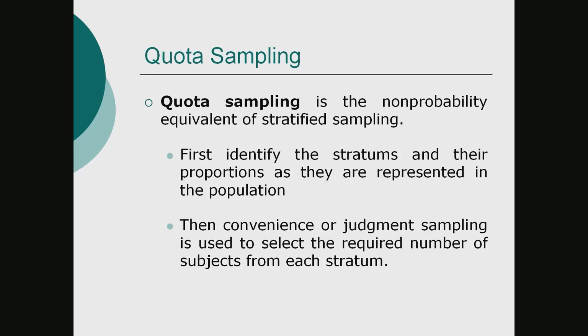Next, quota sampling. Quota sampling is a non-probability equivalent of stratified sampling. First, identify the strata and their proportions as they are represented in the population. Then convenience or judgment sampling is used to select the required number of subjects from each stratum. In quota sampling, you select a predetermined number or proportion of units called a quota. Your quota should comprise subgroups with specific characteristics, for example individuals, cases or organizations, and should be selected in a non-random manner. Examples of such characteristics include gender, age, residency, educational level, income, etc.